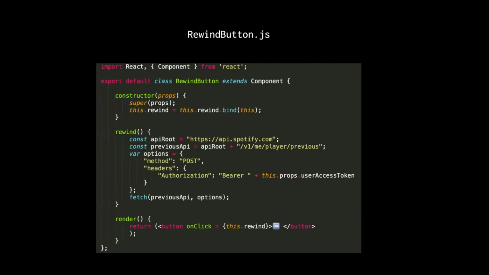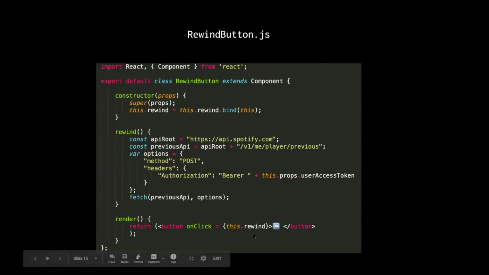So in order to do this, I made some changes, like I said, to the sample code that you may have seen on Glitch. So I created a new component called the rewind button. And this was probably the simplest component I made. This component displays a rewind button on the interface of the application.